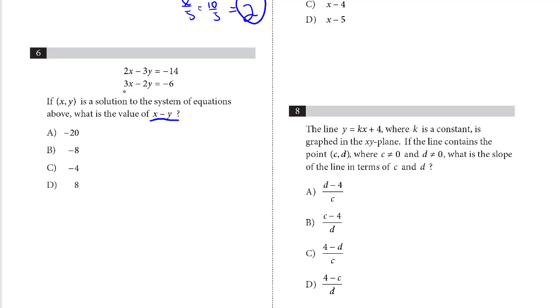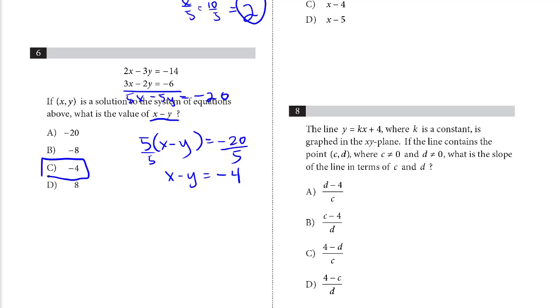What if I added these two? What would I get? I'd get 5x minus 5y equals minus 20. Ah, that works, right? Because I factor out the 5. 5 times x minus y equals minus 20, which divide through on both sides by 5. X minus y equals minus 4. The correct answer for 6 is C. There was a real quick elimination opportunity there to be had. So it pays to take a couple seconds to look for it at the outset.